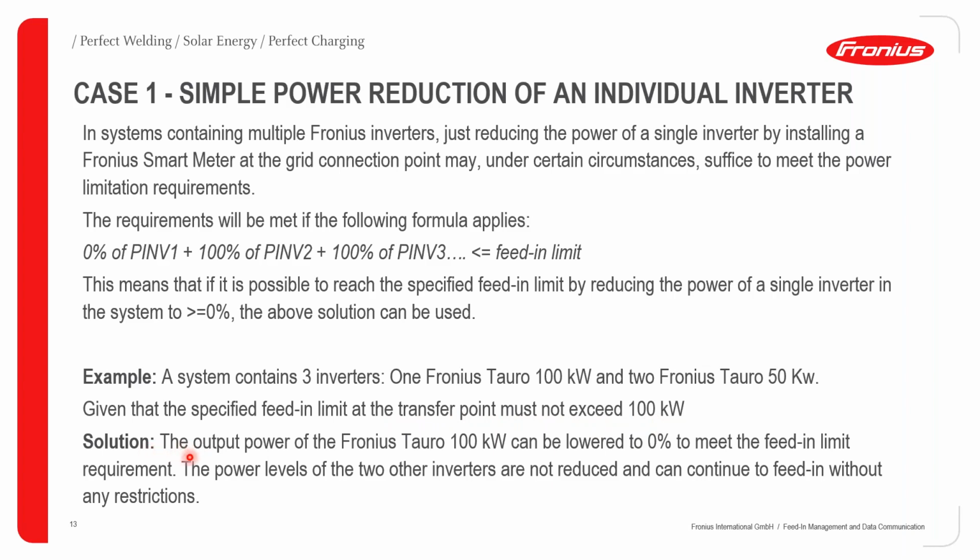Now, the solution to this will be basically that the output of the Fronius Tauro 100 kilowatts can be lowered to 0% to meet the feed-in requirement. So this obviously means that the power levels of the other 2 inverters, which sum up to 100 kilowatts, that is 50 plus 50, are not reduced and can continue to feed in without any restrictions.